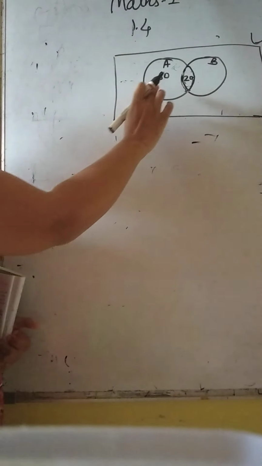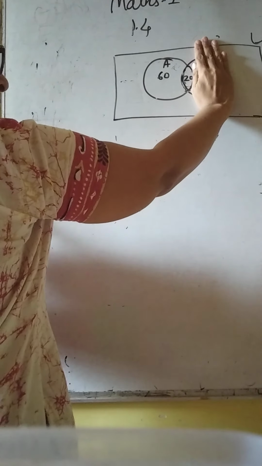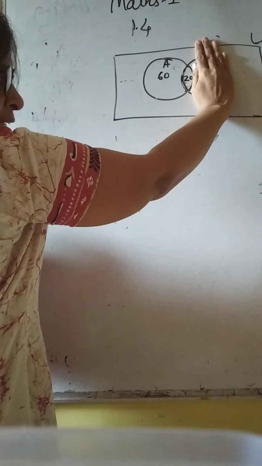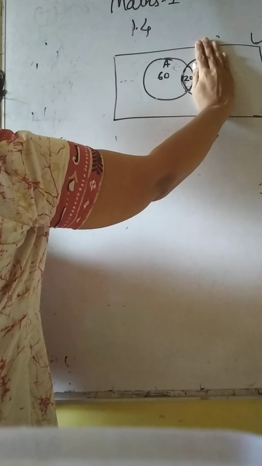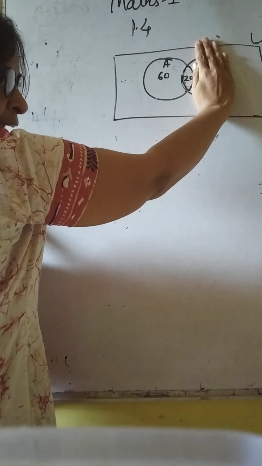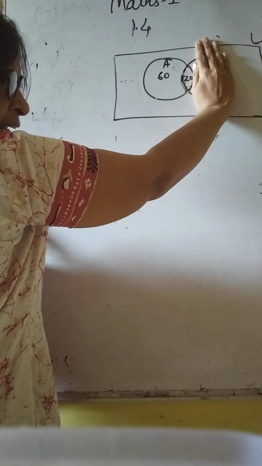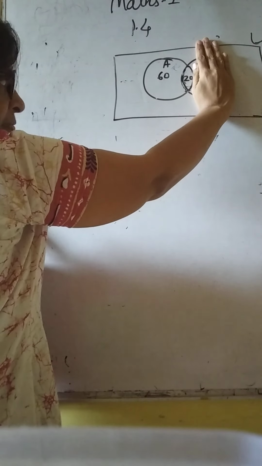If I write 60 here, and hide this, if only A is visible to you, what will you see? 60 and 20, 80. Are there 80 elements in set A? Students drinking tea? No, Miss.